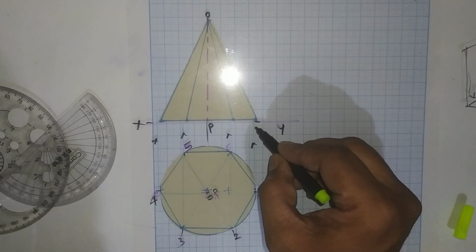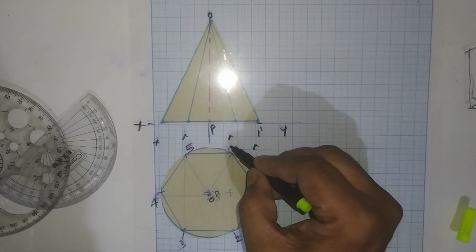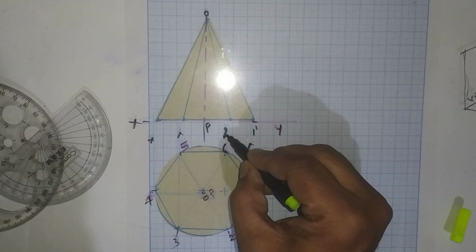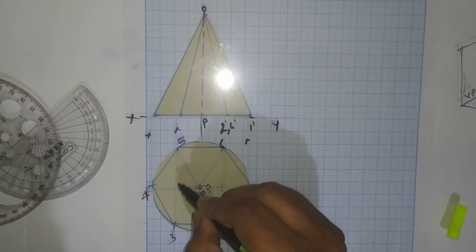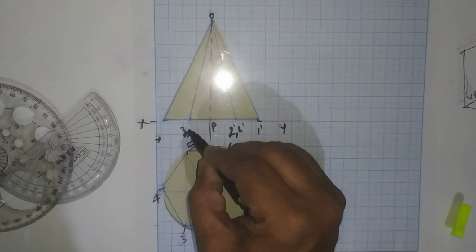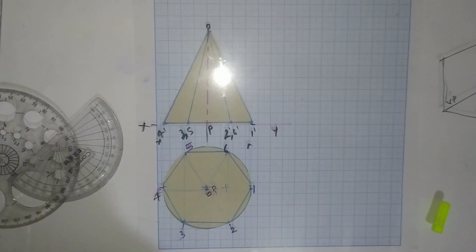After transferring, we will mark the point 1 dash. This is 2 dash and 6 dash, this is 3 dash and 5 dash, and this is 4 dash.